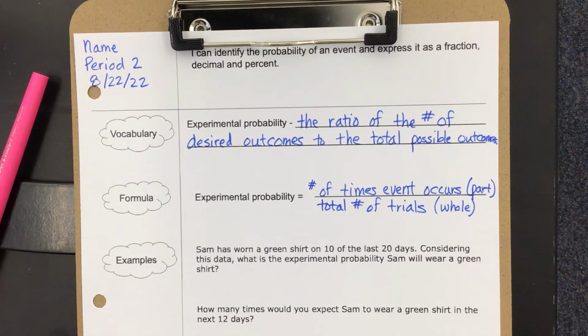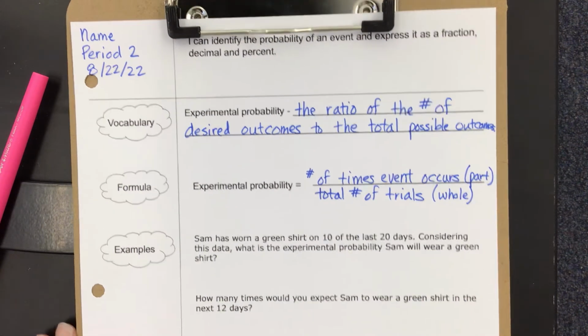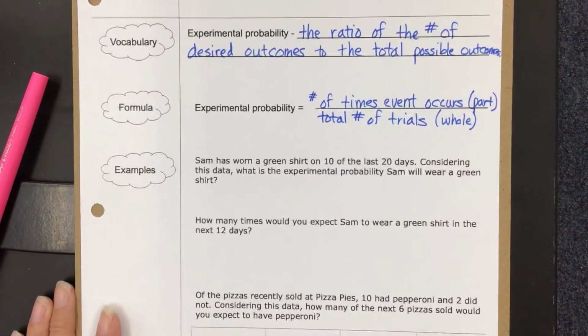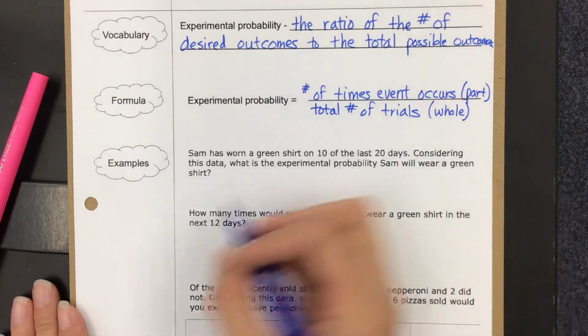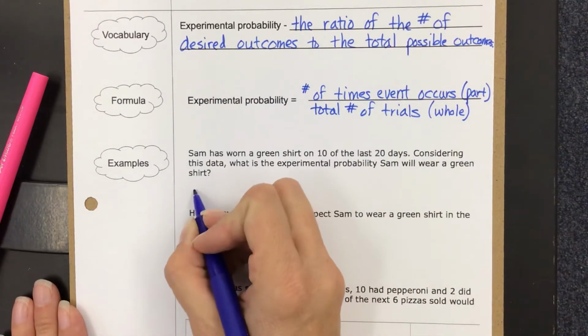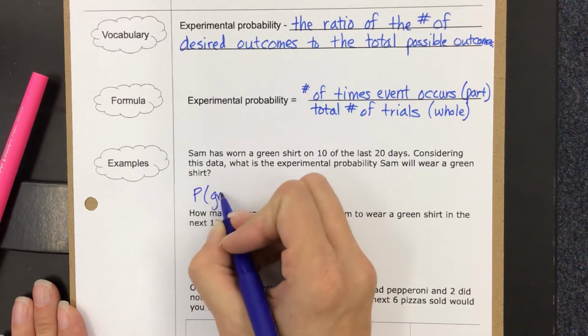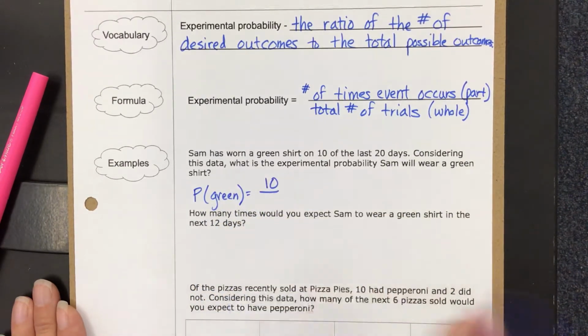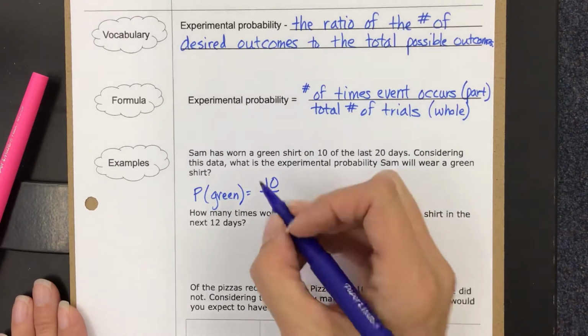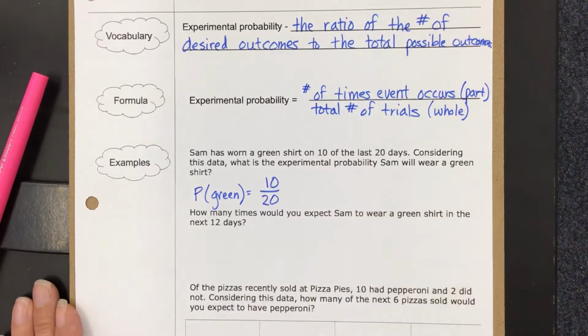It says Sam has worn a green shirt 10 of the last 20 days. Okay, so using that part and whole ratio, what goes on the top? 10. Okay, so the probability of Sam wearing a green shirt is 10 out of how many total days? 20. Okay, that is the experimental probability, okay?